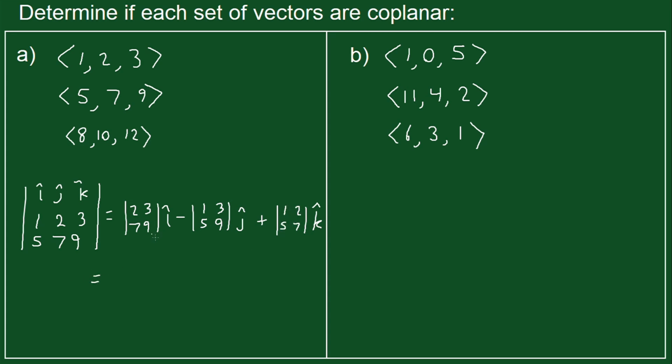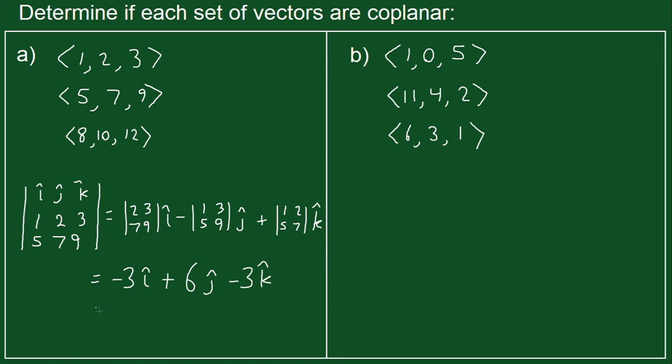2 times 9 is 18. 18 minus 3 times 7 is 21. 18 minus 21 is negative 3, so we have negative 3i, minus 1 times 9 is 9. 3 times 5 is 15. 9 minus 15 is negative 6, but it's minus negative 6, so it will be plus 6. Over here we have 1 times 7 is 7. 2 times 5 is 10. 7 minus 10 is negative 3, so negative 3k.